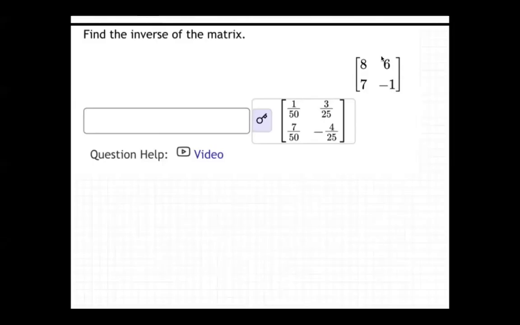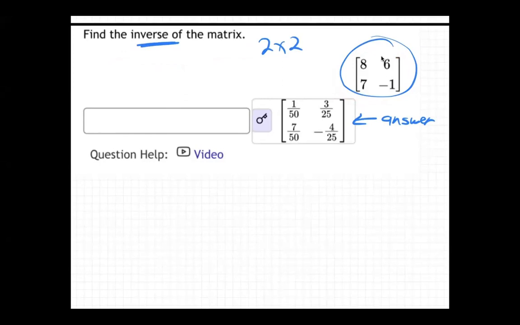Welcome to an example in which we are finding the inverse of a matrix. So we've got this matrix. Here's the answer already on our screen. But here's our question. Notice it's a 2 by 2 matrix, and we're supposed to find the inverse of it. I'm going to show you two ways. I'm going to show you by hand, which is hard, and then by Desmos calculator, which is much easier.